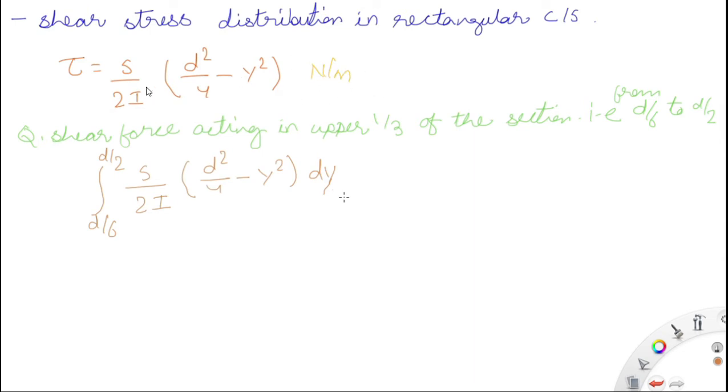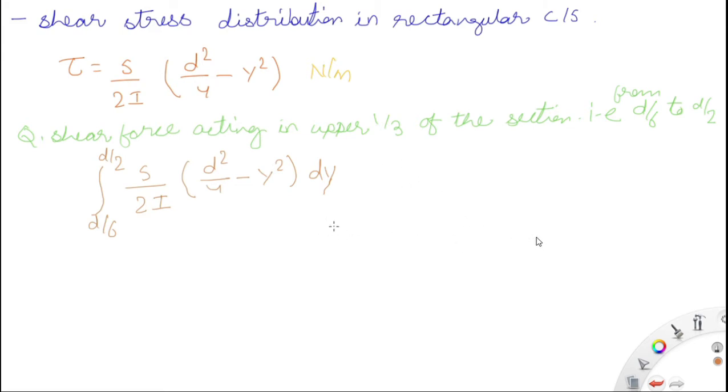So shear stress distribution in the rectangular cross section, tau is equal to S by 2I into d square by 4 minus y square Newton per meter. Okay. So in that rectangular cross section, if you are asked what is the shear force acting in the upper 1/3 of the cross section, then the upper 1/3 will be from d by 6 to d by 2, because from the neutral axis to the outermost fiber we have the distance of d by 2, because the centroid is at the middle.